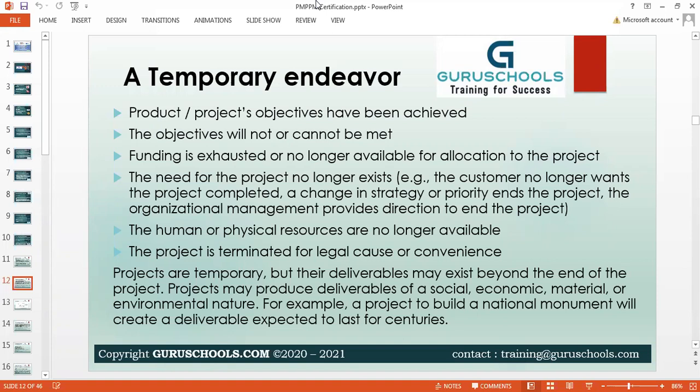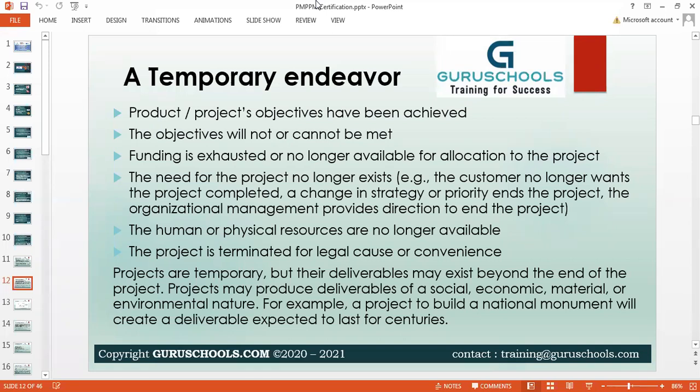Okay, we need to understand these nooks and corners, because whenever we say temporary endeavor, we need to go in depth to understand this definition, right? So we are trying to understand the exceptions, the failure definition of the project here. Now, funding is exhausted or no longer available for allocation to the project, then the temporariness of a project will end. We are trying to analyze the situations where we define that the project is at an end, unsuccessful or successful, depending on the outcome or the results which we had aimed to build.